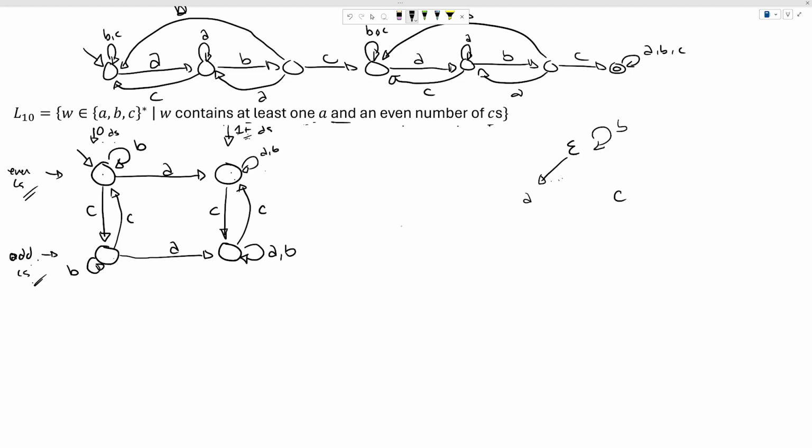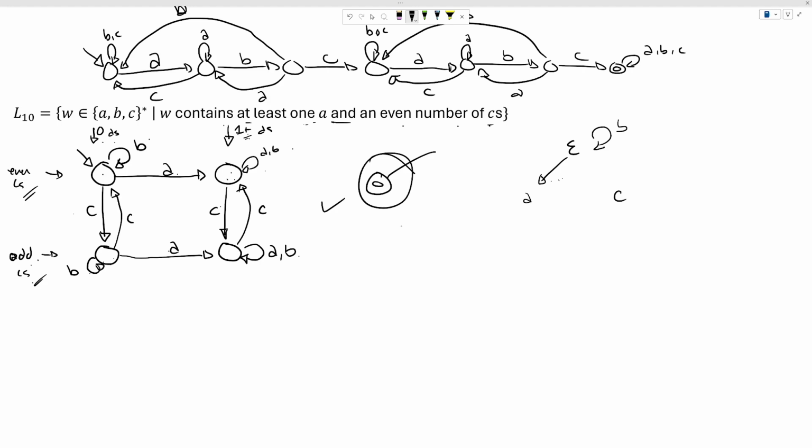Okay, now let's just do a quick check. First state, A, B, C. This state, A, B, C. This state, A, B, C, and this state, A, B, C. So we're done. This machine is done, except one thing we're missing is our accept states.